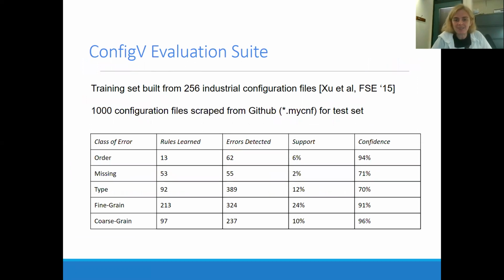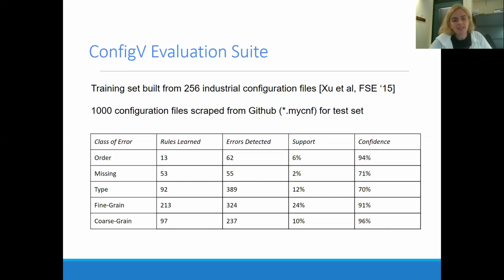I already told you that we have a data set that we use for training. That was this data set published 5 years back at FSE. In this particular case, I think we were working mainly with Apache and MySQL. So what we did, we filtered them out. There were 256 configuration files, and then we learned the rules. We actually learned a bunch of rules, and for each of the rules we derived support and confidence.